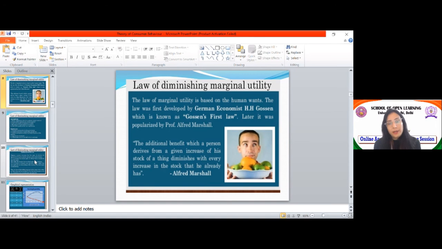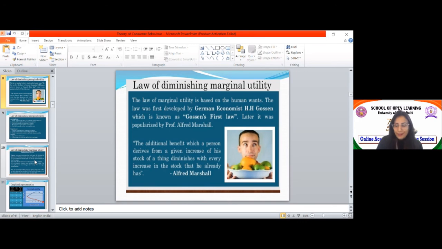Now the law of diminishing marginal utility means as we are going to increase the consumption of the units, consumption of the commodity with more units, the marginal utility will decrease. So that is called law of diminishing marginal utility. What does it say? The law of diminishing marginal utility is based on the human wants. Law किसने develop किया था? German economist Gossen ने, which is known as Gossen's first law भी इसको बोलते हैं, but it was popularized by Alfred Marshall. So जो H.H. Gossen ने दिया था ये German economist ने, but popularized by Alfred Marshall, तो हम इसको mostly Marshall का ही बोलते हैं. But I think additional benefit which a person derives from a given increase of his stock of a thing diminishes with every increase in the stock that he already has.